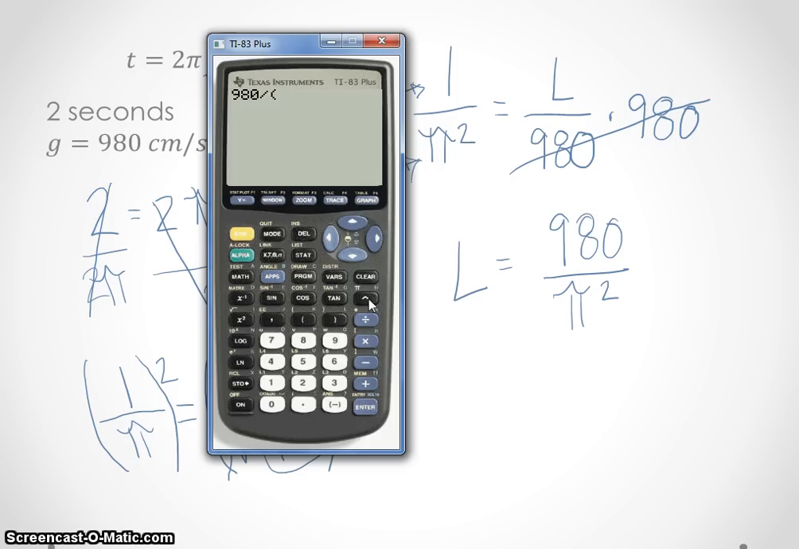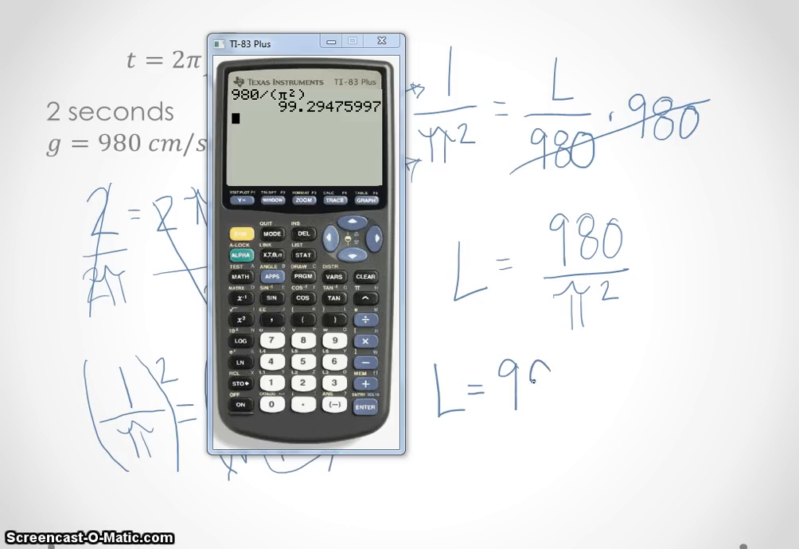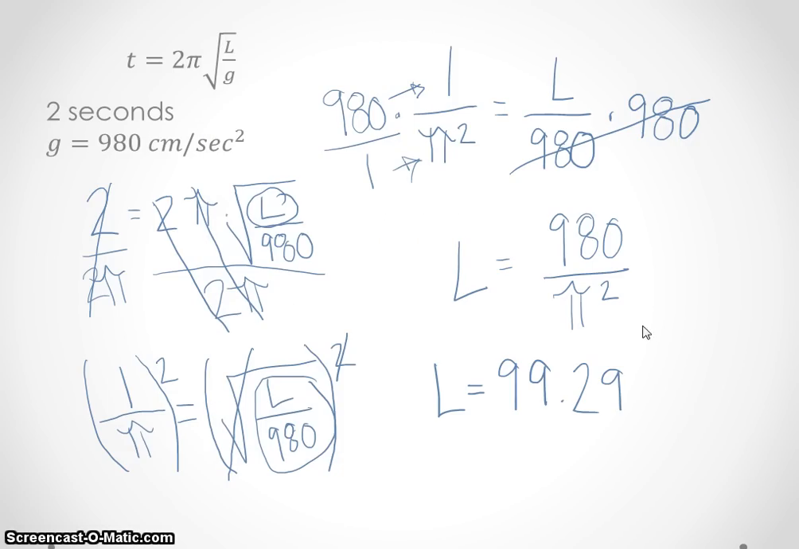I'm not sure if it'll make a difference, but anytime I mess with squareds and division, I always want to do the pi squared first here. So I'm going to put in parentheses to make sure that my calculator knows to do that. So we hit enter, and what do we get? 99.29. So let's write our answer. Our length here is 99.29. And our length, remember, from the previous slide was in centimeters, so we always want to put the units on here, so centimeters for our string.